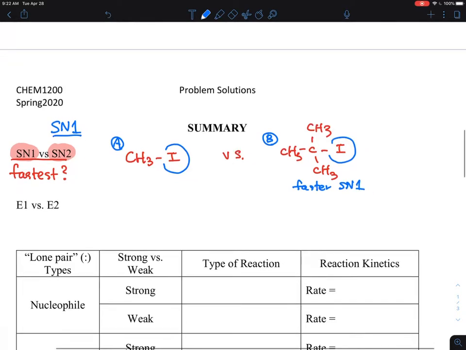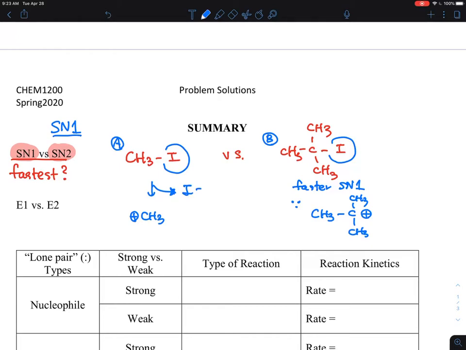The reason is that once the leaving group, iodide, leaves, we are thinking about writing this, right? And this one, what about that? You are going to end up having this once the iodine leaves, for the SN1 reaction. So which one is more stable? This is more stable, therefore faster for SN1. Does it make sense to you?